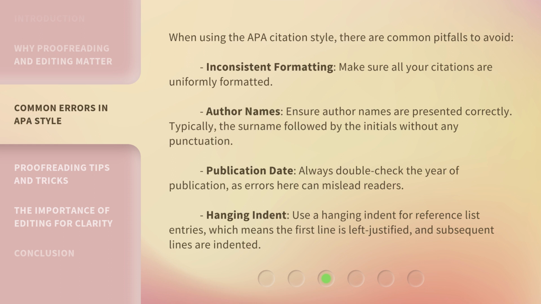When using the APA citation style, there are common pitfalls to avoid. Inconsistent formatting. Make sure all your citations are uniformly formatted. Author names. Ensure author names are presented correctly. Typically, the surname followed by the initials without any punctuation. Publication date. Always double-check the year of publication, as errors here can mislead readers. Hanging indent. Use a hanging indent for reference list entries, which means the first line is left justified, and subsequent lines are indented.